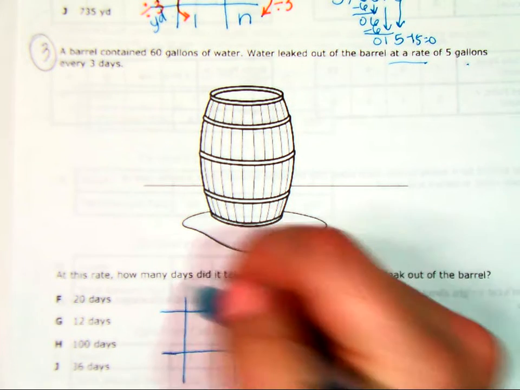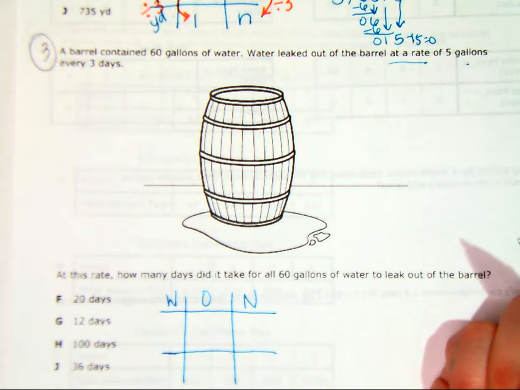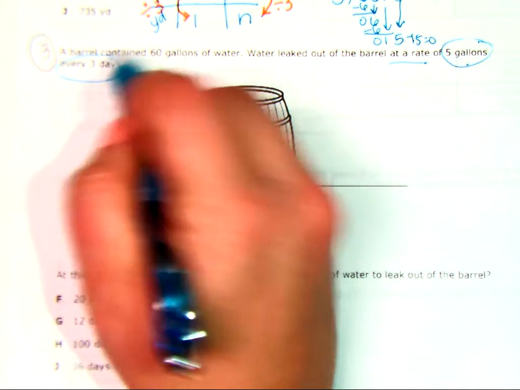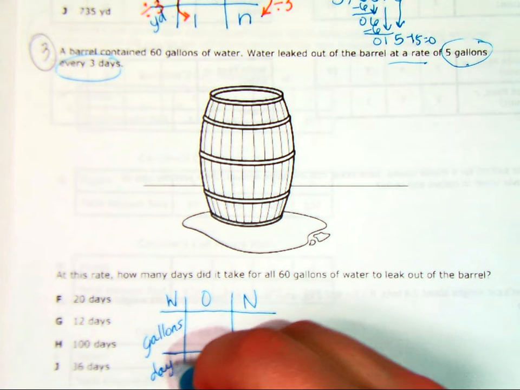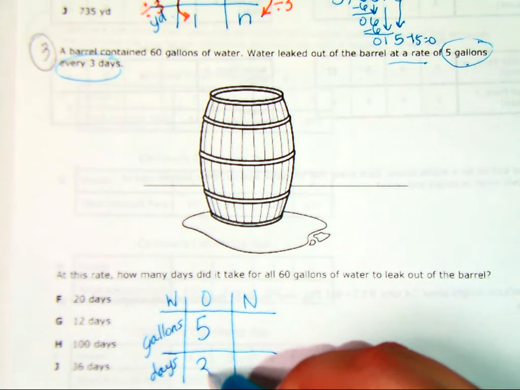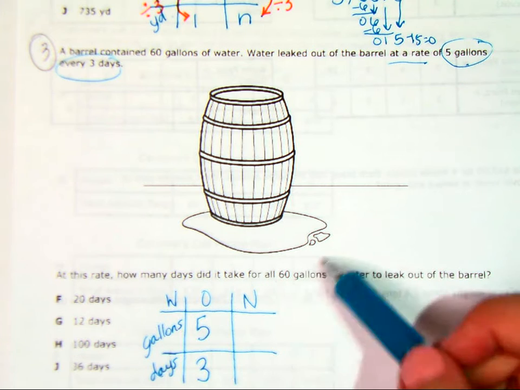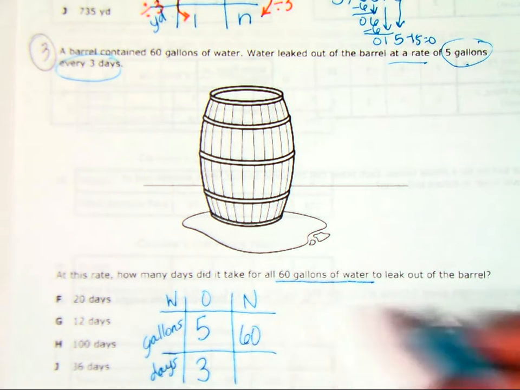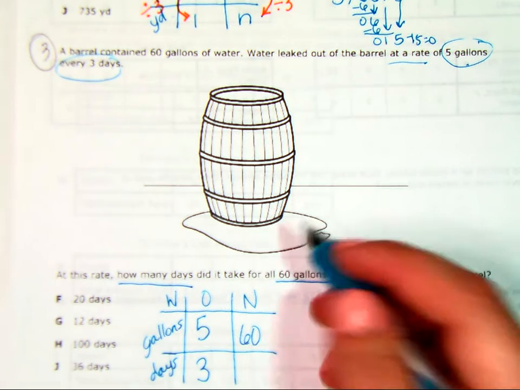My preference again is to set up a 1 table. And in the original rate, I can see that I'm comparing gallons to days. So those are the words I'm going to use. In the original rate, it's 5 gallons for every 3 days, so that would be the original ratio. And in my new ratio, I know I have 60 gallons of water that have leaked out. What I don't know is the number of days that it takes, so that's what I'm trying to find out.